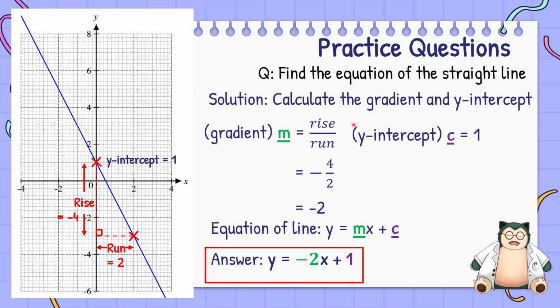Alright, just to summarize again, calculate the gradient, find the y-intercept from the graph, get the two respective values, substitute back into the straight line equation, which is y equals to mx plus c. And lastly, this is how we get our complete credit for the question.